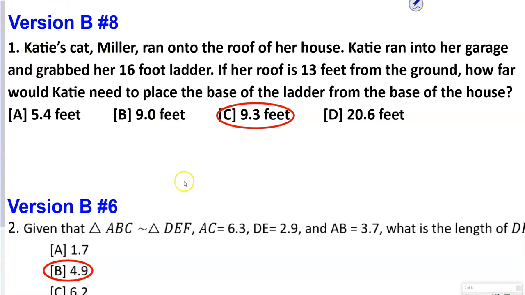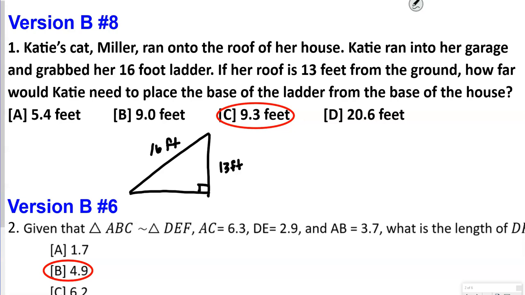It says Katie's cat Miller ran onto the roof of her house. Katie ran into her garage and grabbed a 16-foot ladder. So I'm going to draw this the way that for every phrase it's here. So 16-foot ladder, don't we normally lean ladders? The answer is yes, we do, right? And it says her roof is 13 feet tall, right? So our 13 feet would go here. And obviously the house would be square, right?